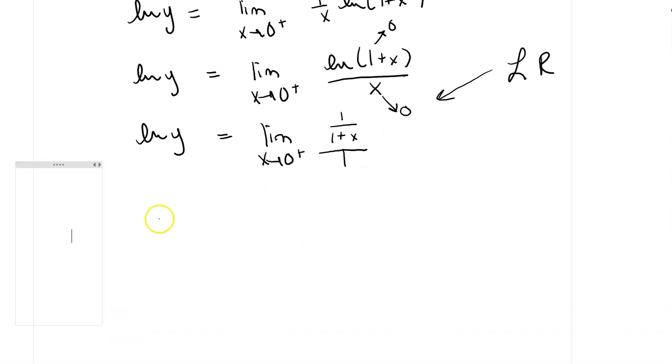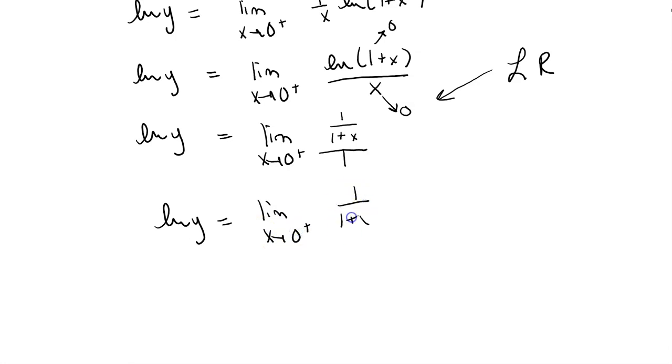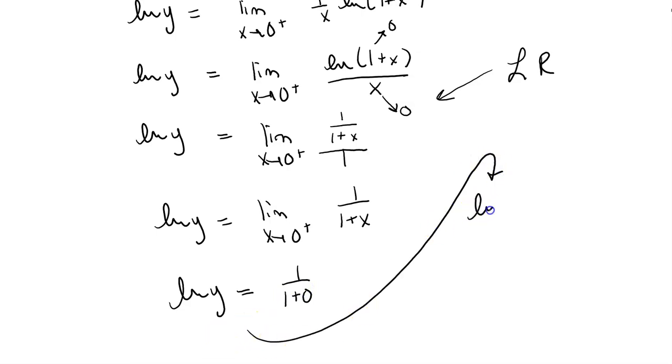So now we have the natural log of y equals the limit as x approaches 0 from the right of 1 over 1 plus x. And this is something we can actually just directly substitute into. The natural log of y equals 1 over 1 plus 0, or the natural log of y equals 1.